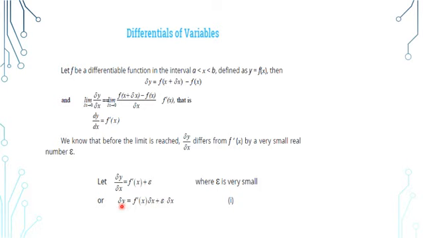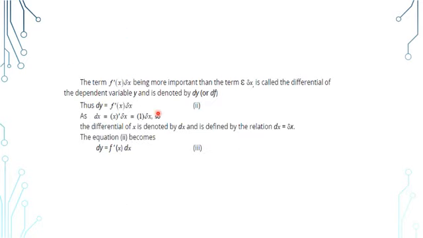So this means that the differential of y is denoted by dy. So dy is equal to f dash of x delta x. And what is the value of y? Value of y is f of x. So differential of y is the derivative of f, that is f dash of x, with delta x.